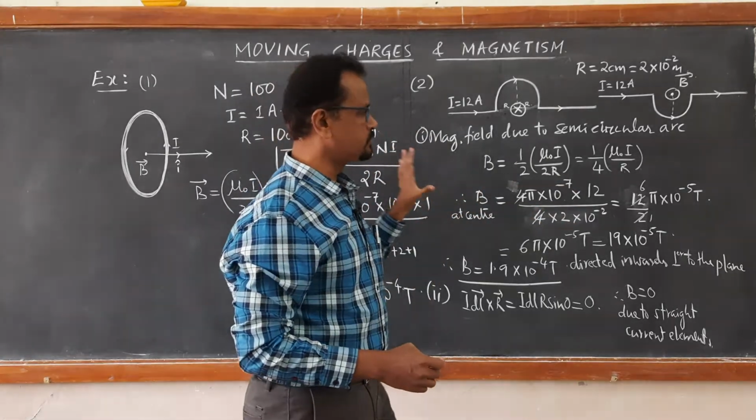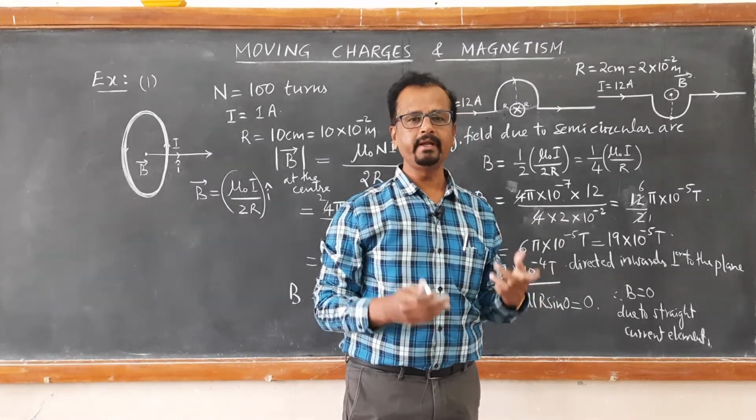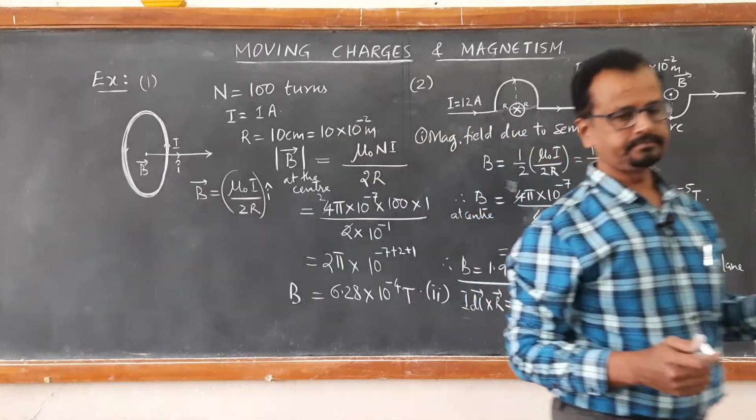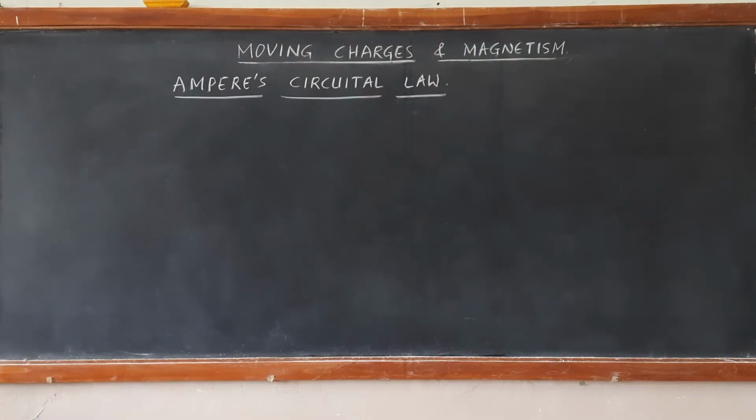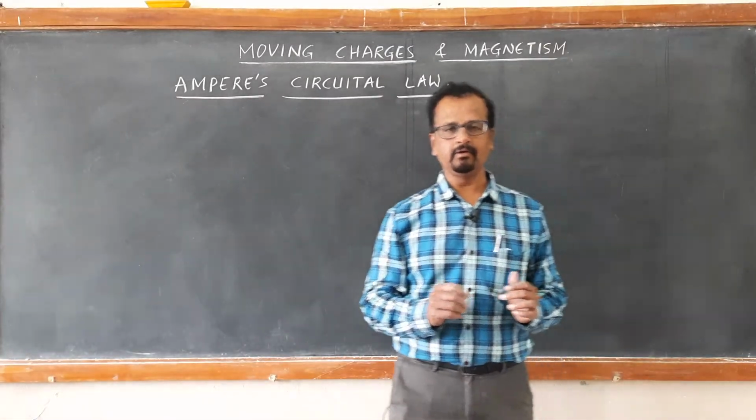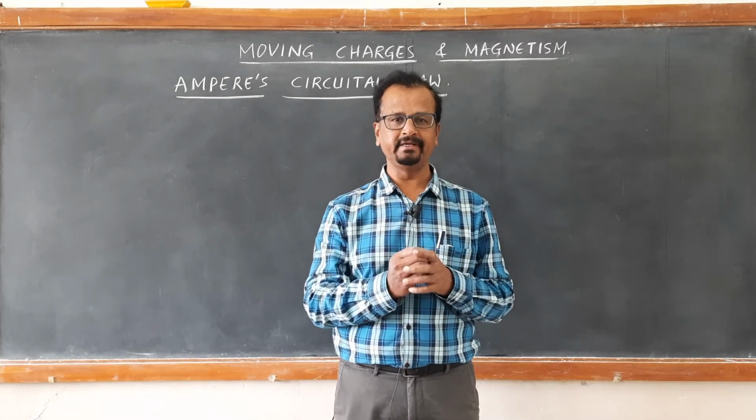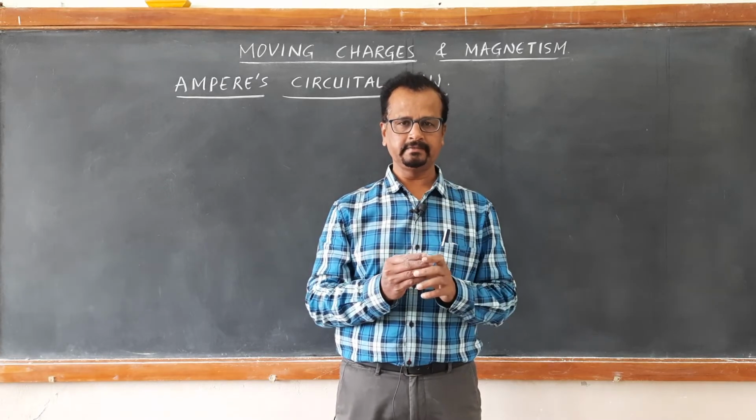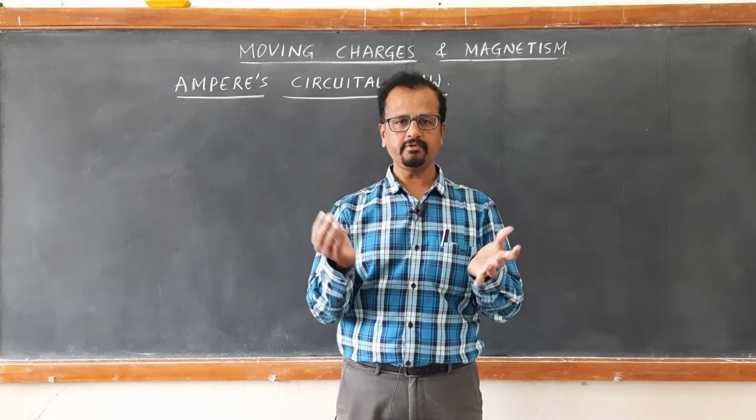Okay. So, these are two simple examples based on Biot-Savart law, right. Now, we will learn a very important law, Ampere Circuital Law, to find the magnetic field due to current. We know that a current carrying conductor is surrounded by a magnetic field, and the cause of the magnetic field is the moving charges in that conductor. Moving charges in the conductor, which is nothing but the current, is the cause of the magnetic field.